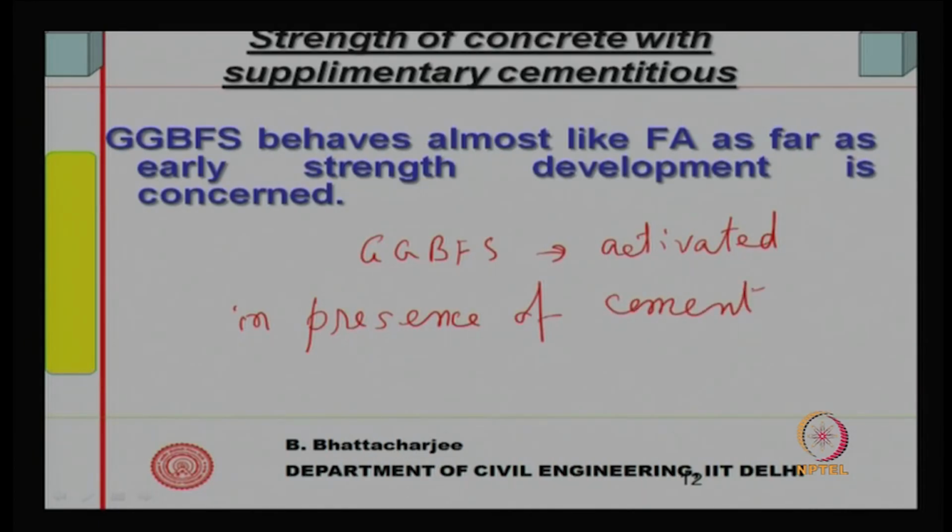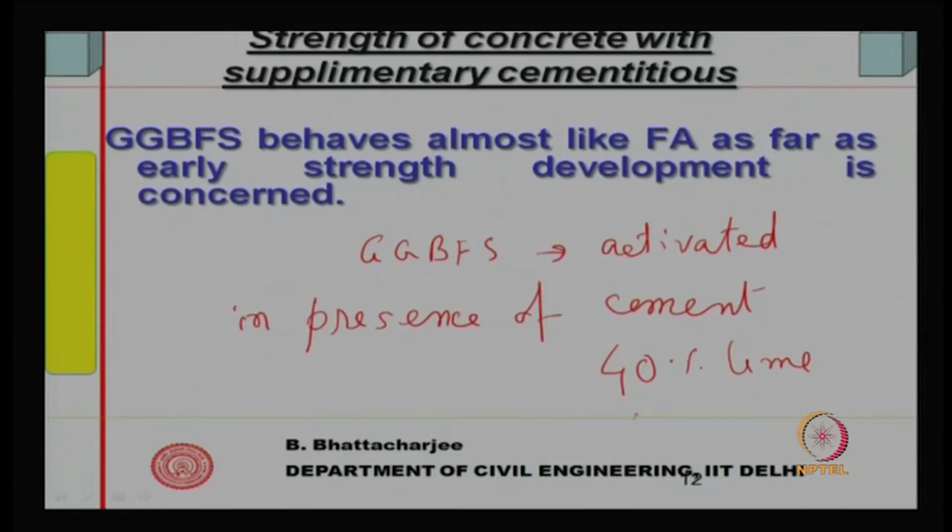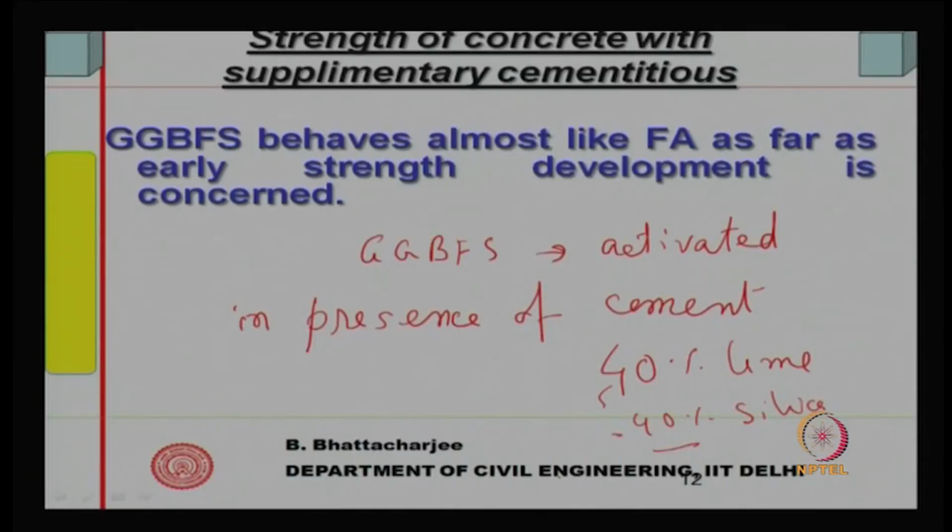And GGBFS actually exhibits a cementitious product, that is, some hydration product of the GGBFS itself, because it has got around 40% lime and a similar percentage of silica. So, this lime together with the silica can give you C-S-H, and the excess silica will of course contribute to the pozzolana. So, when you add it with the cement, cement causes activation of the GGBFS.